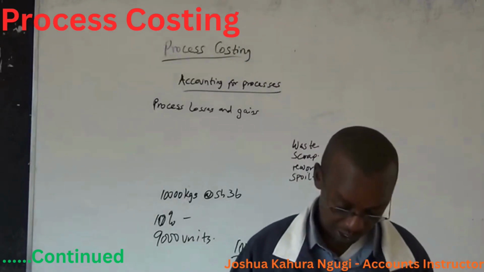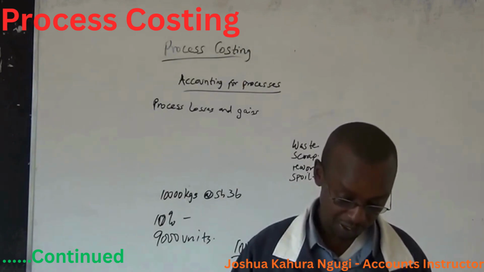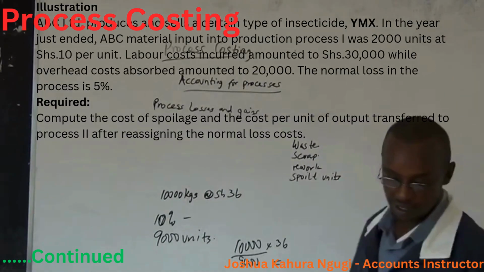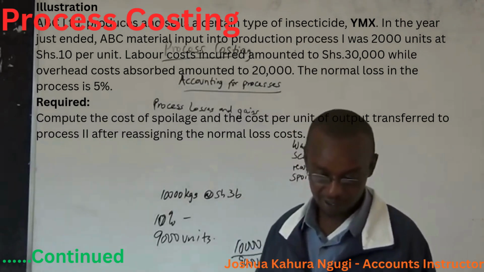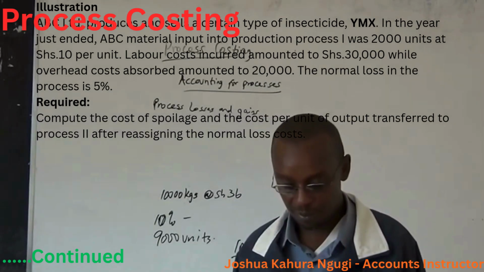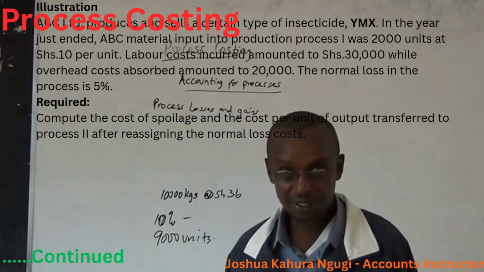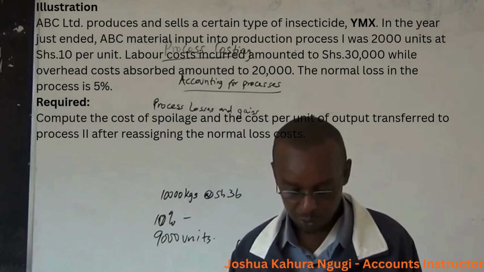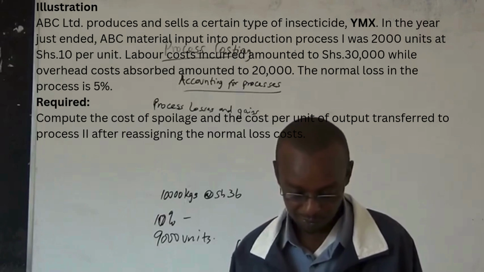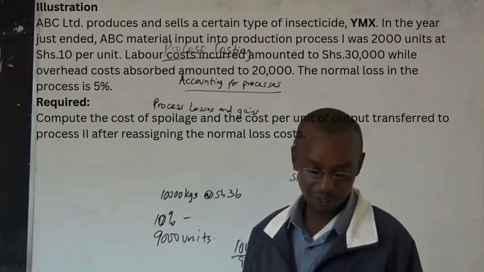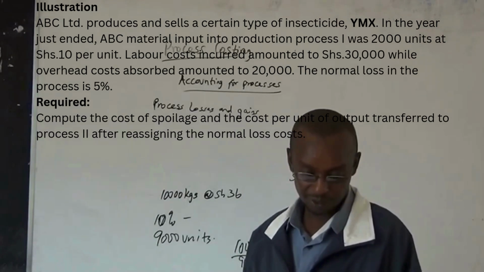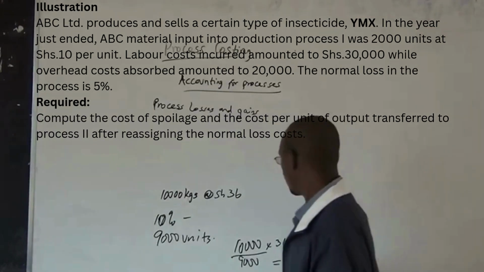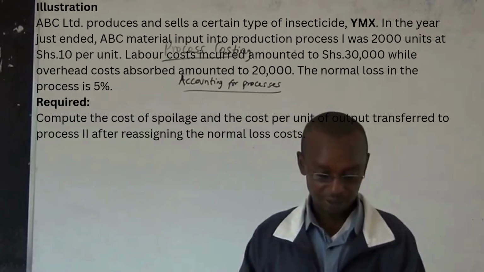I want us to do now a good example that will be able to explain the normal loss. ABC Limited produces and sells a certain type of insecticide, YMX, that is the name of the product. In the year just ended, material input into production process 1 was 2,000 units at shillings 10 per unit. Labor cost incurred amounted to 30,000, while overhead cost absorbed amounted to shillings 20,000. The normal loss in the process is 5%.